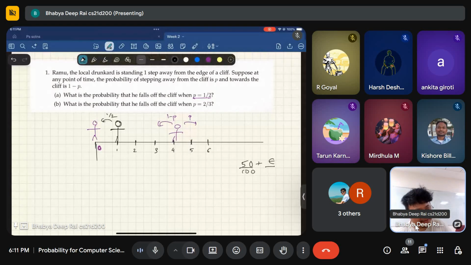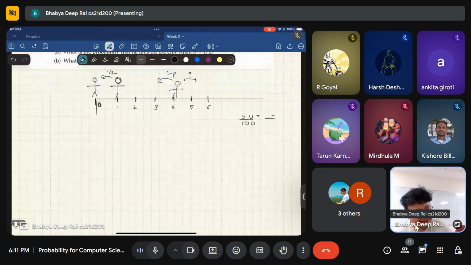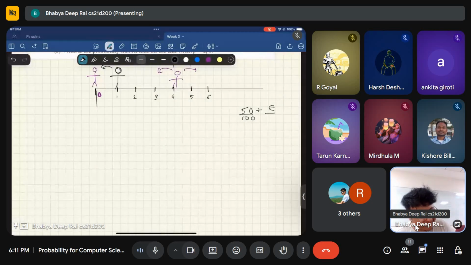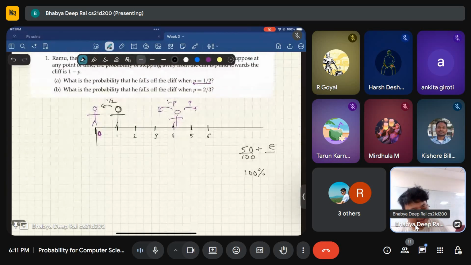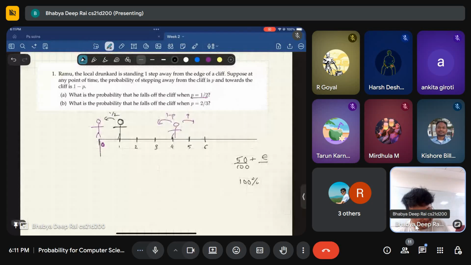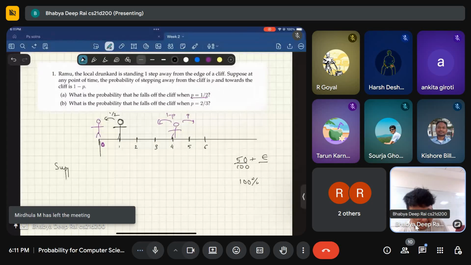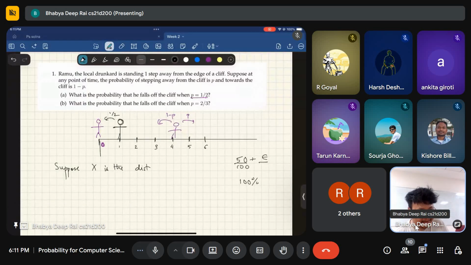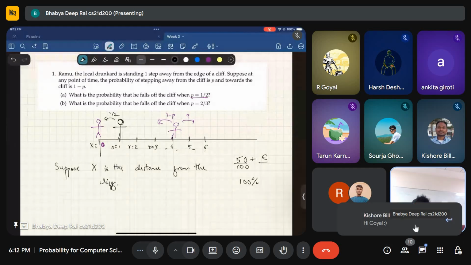So I spoiled the answer at the end by saying that the probability that he falls off is 100%. Today we'll prove it. So let's see why that is the case. Now suppose x is the distance from the cliff. So this is x equals 0, this is x equals 1, this is x equals 2, and x equals 3, and so on.